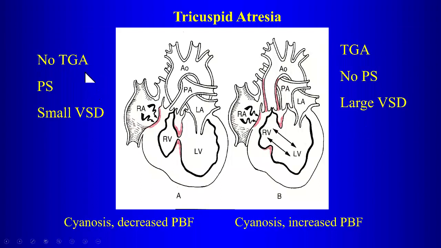And it turns out that the form that is not associated with transposition tends to have pulmonic stenosis. So that's associated with cyanosis and decreased pulmonary blood flow. So tricuspid atresia can appear in both categories, cyanosis with decreased blood flow or cyanosis with increased blood flow, because it can also be associated with transposition. And when it is associated with transposition, the pulmonary artery comes off of the left ventricle, there is no pulmonic stenosis, so these patients will have increased pulmonary blood flow. So you can have tricuspid atresia with increased blood flow and cyanosis. You can have tricuspid atresia with decreased blood flow and cyanosis.